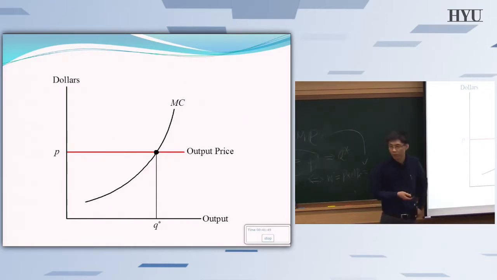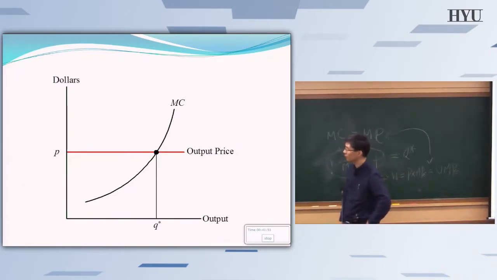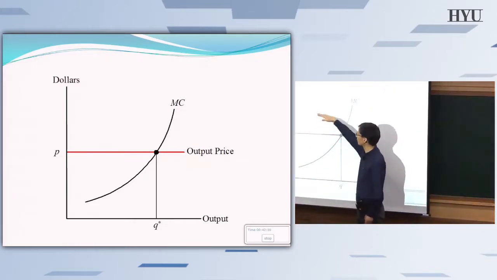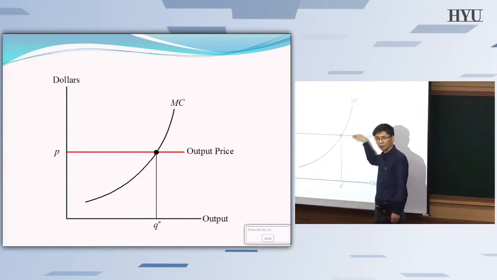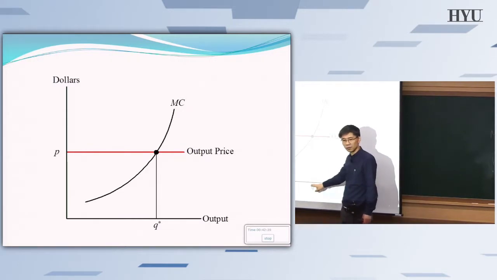If the wage falls, then what happens in this diagram? Marginal cost gets lower, right? So the MC curve will shift to the left or right? It should shift to the right. For the same output, the dollars are lower. So the marginal cost curve will shift to the right, so the optimal output will increase.